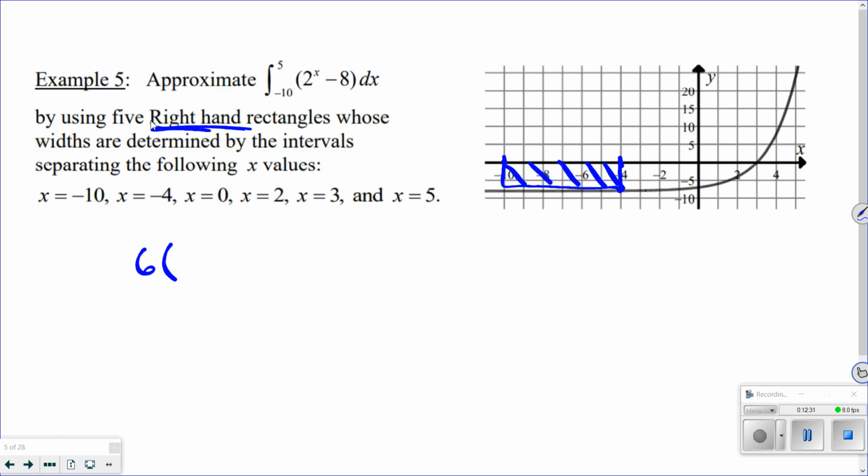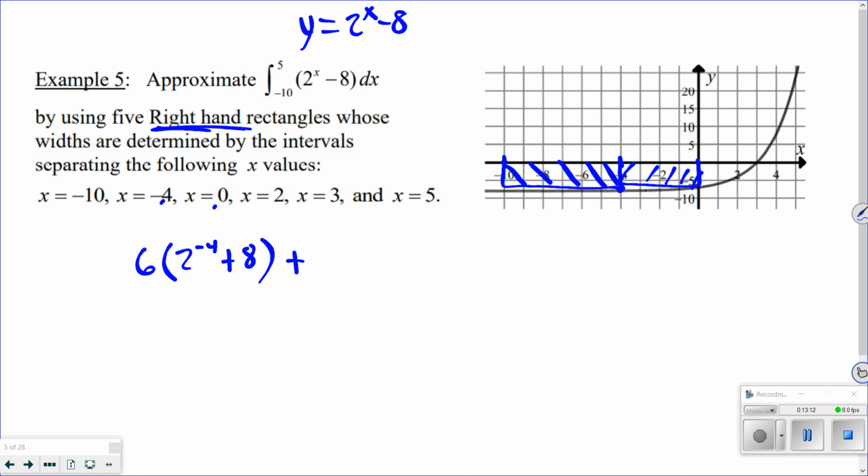If you're not sure what it is, plug it in here, like we did before. My function is 2 to the x minus 8. If I plug in negative 4, I get 2 to the negative 4 minus 8. You can calculate that if you want to. I'm just going to leave it like that. 2 to the negative 4 is 1/16, and then minus 8 and times 6. You could do all that, but I'm not going to. We're going to save ourselves time. Okay, the next one goes from negative 4 to 0. Now 0 is right here, so my next one is going to look something like that.